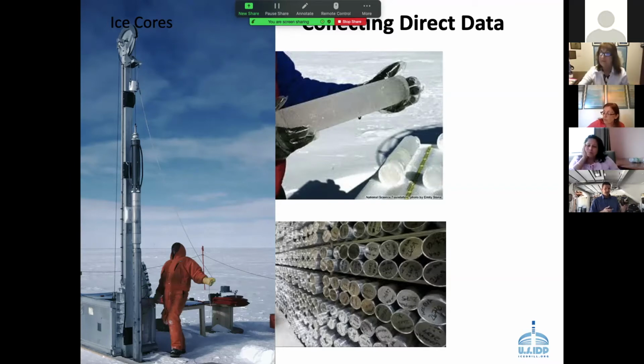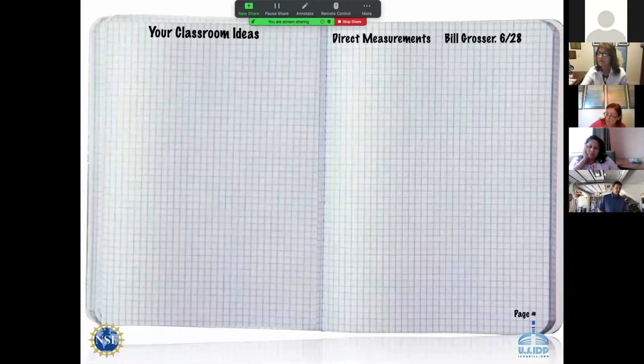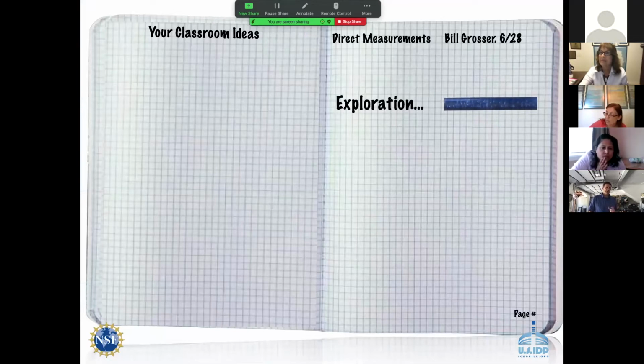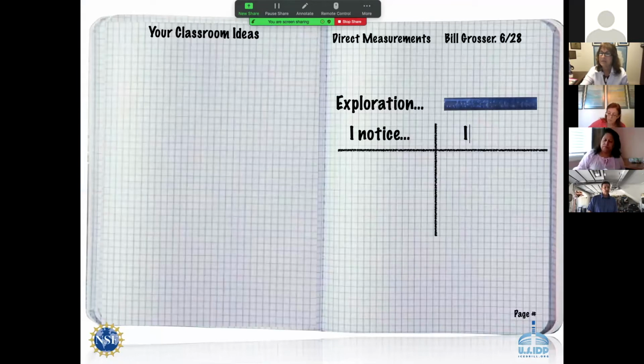And a lot of these labs like Dartmouth, they have their own storage freezer. You'll see the Dartmouth storage freezer where they keep their ice cores later on too. So in your notebook, I'd like you to do that same exploration again, except this time I'd like to explore this ice core. And could you put I notice and I wonder in your notebook for the ice core?